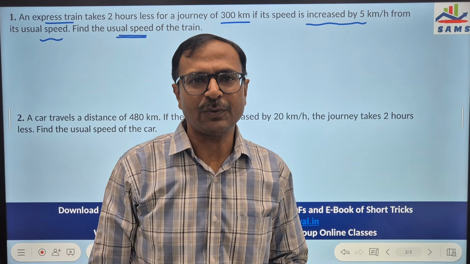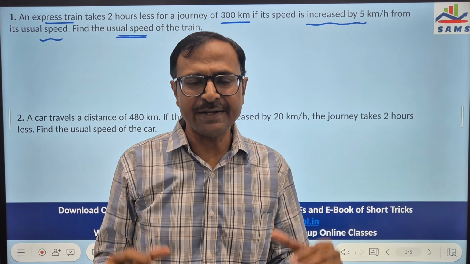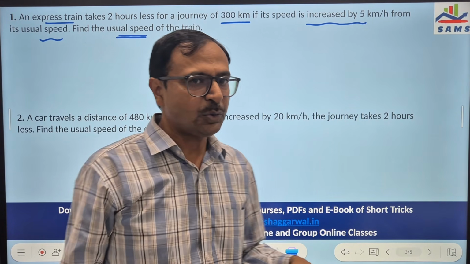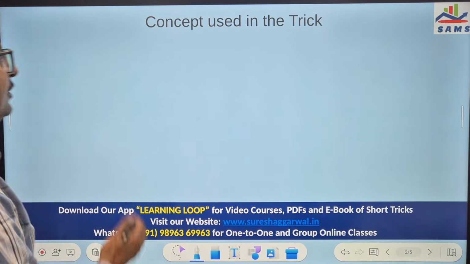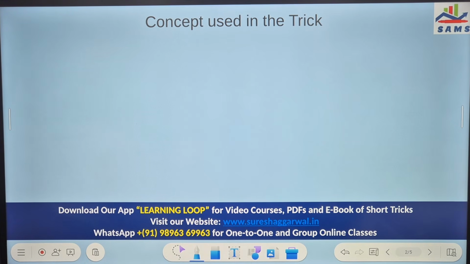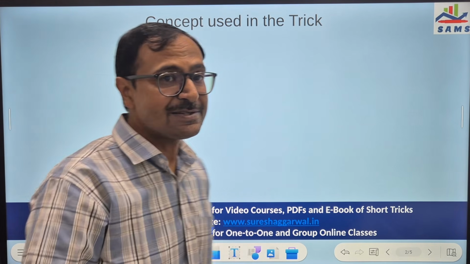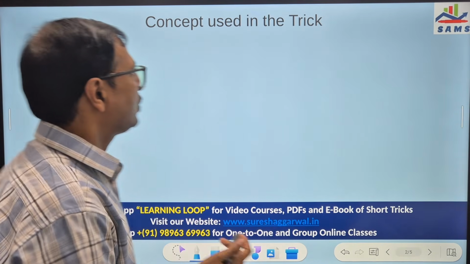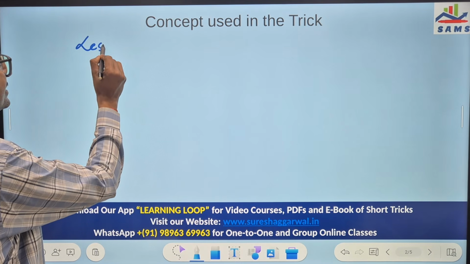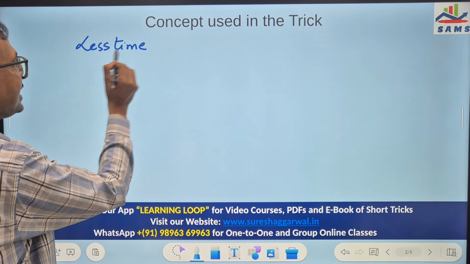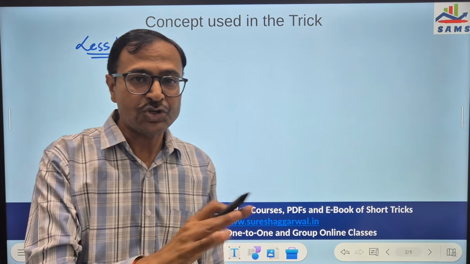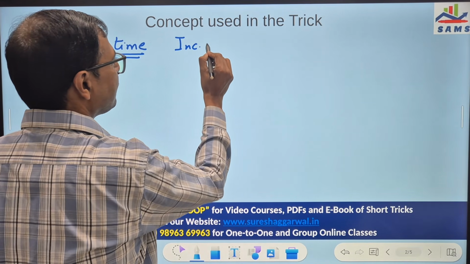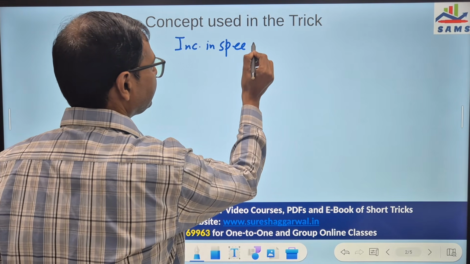So what is the answer for the question going to be? Let's first understand what is going on in the question, and then we will surely get to the short trick also. Here we have a particular time which is like the less time. That means it consumes 2 hours less when the speed is increased. So we have how much time is less, that means how much less it is taking to reach on time, and then the increase in speed. These are the two things which are given in the question.